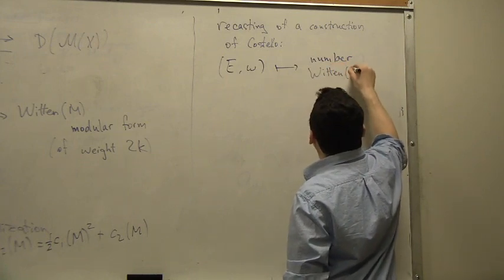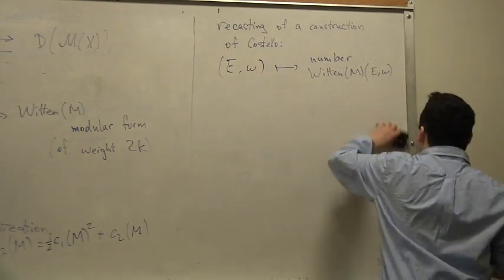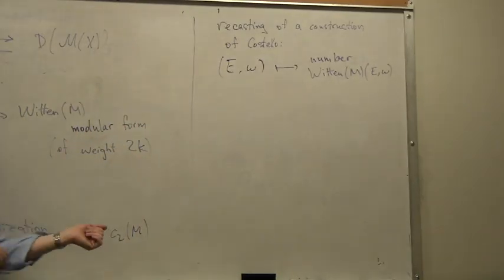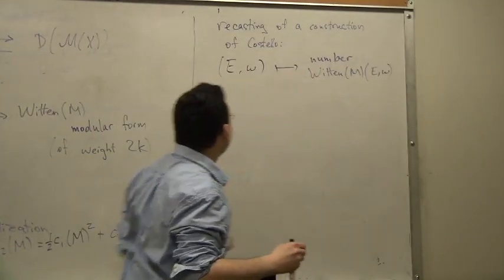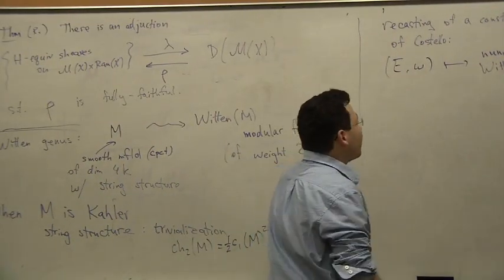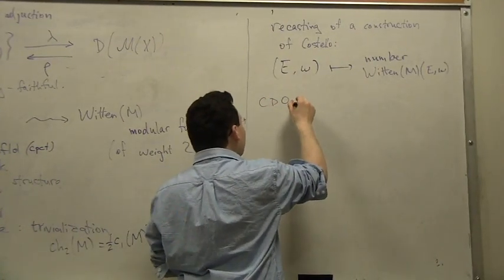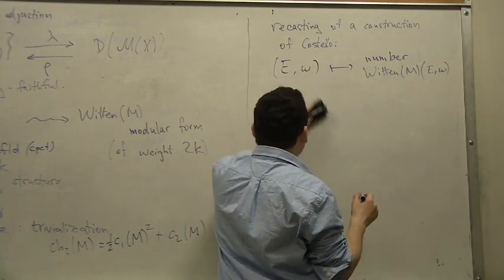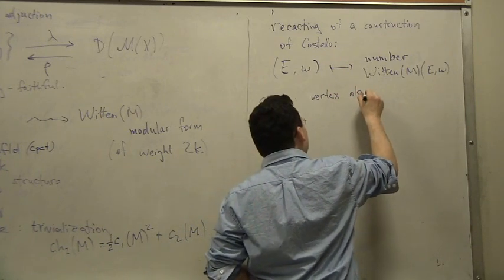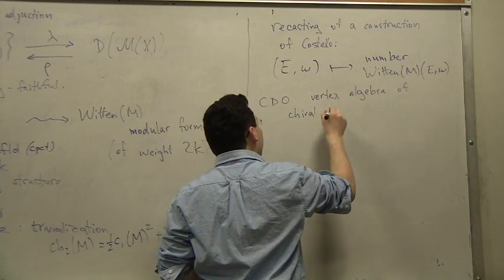Genus of M of E, omega. And there's some dependence on omega that tells you about which weight this is. So this is the kind of thing that I will describe. To do that, I should say something. There is such a thing as the CDO algebra. So this is maybe the vertex algebra of chiral differential operators.